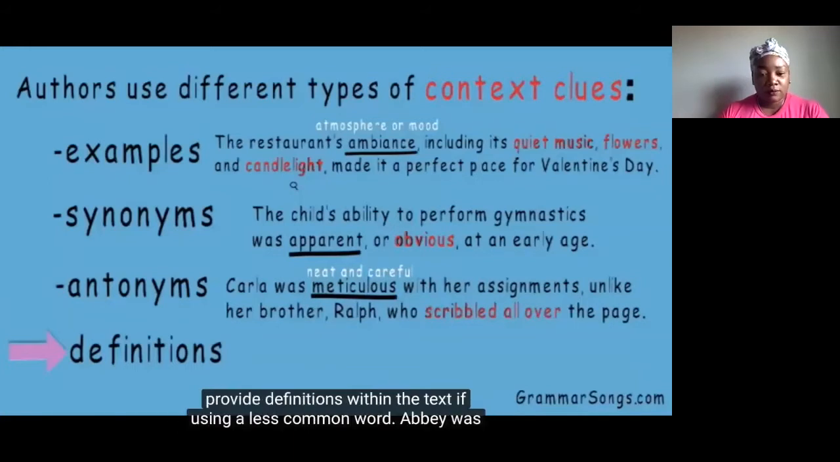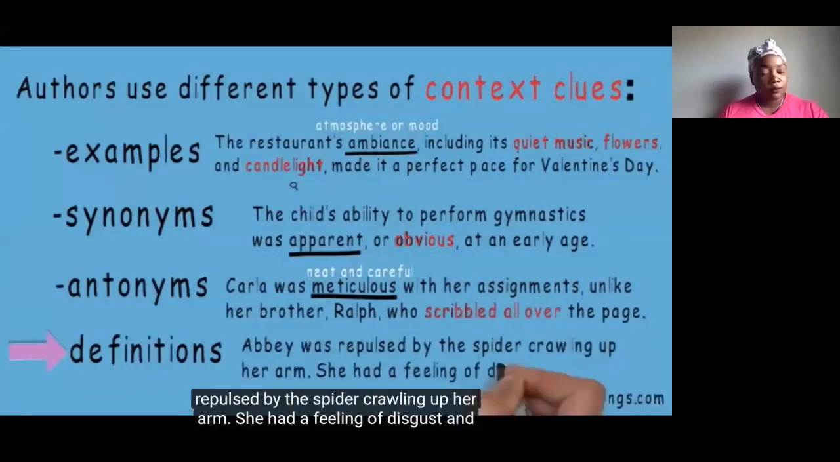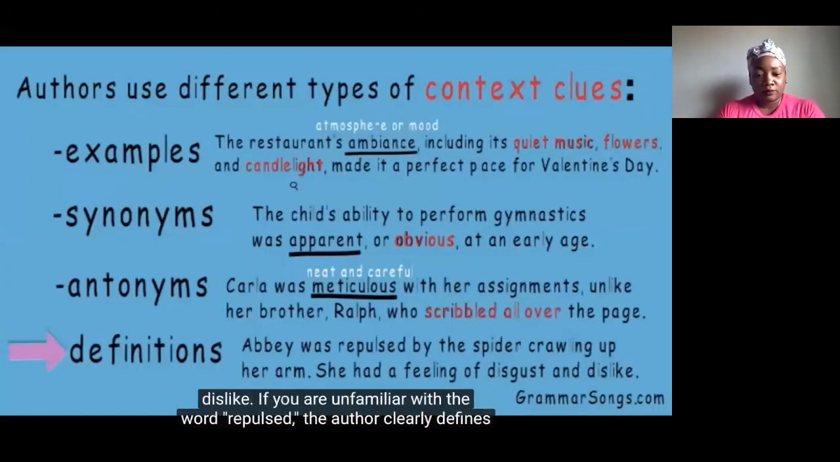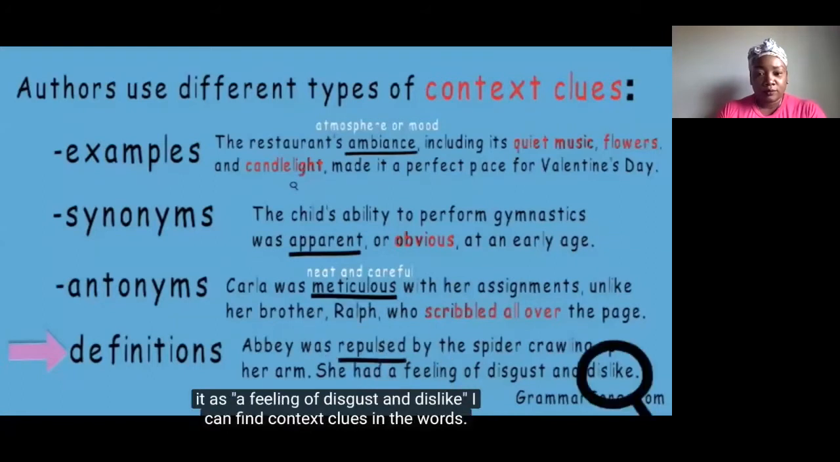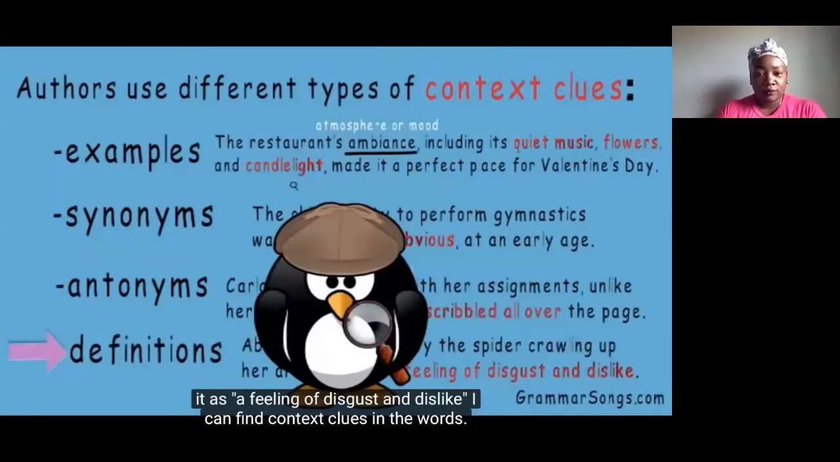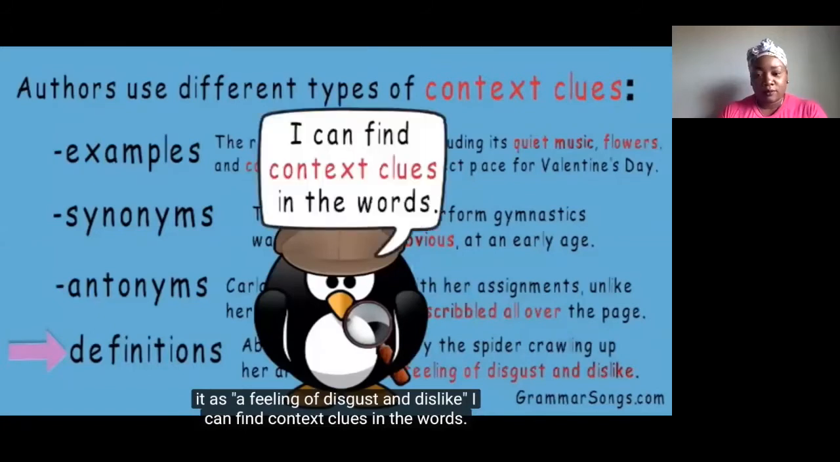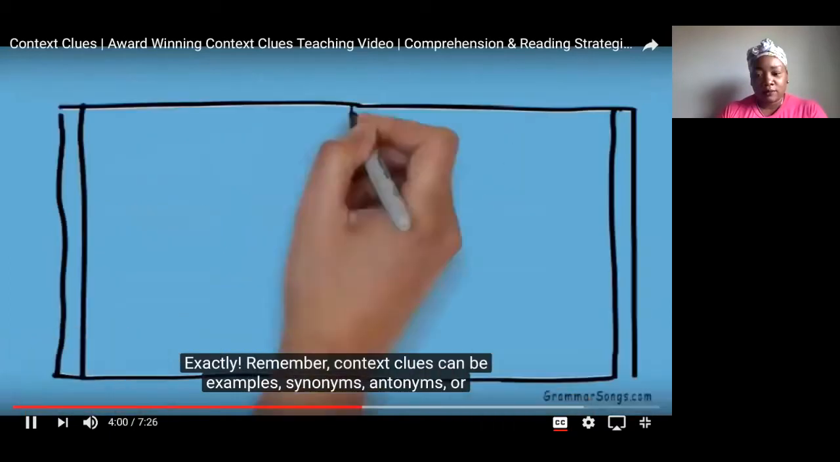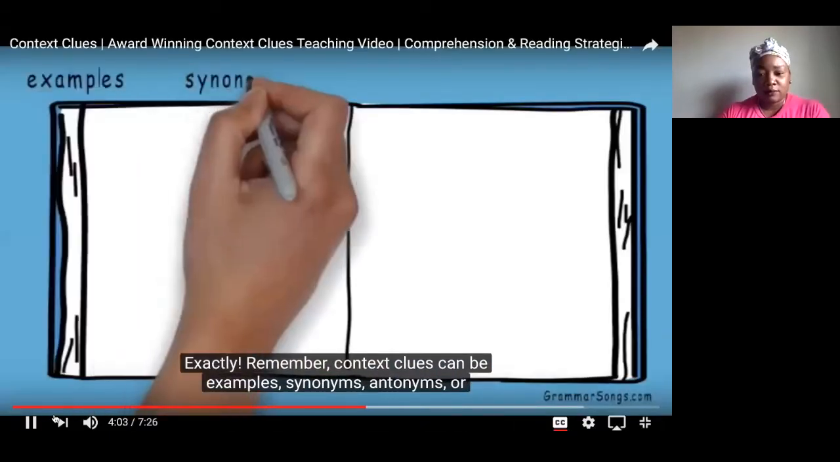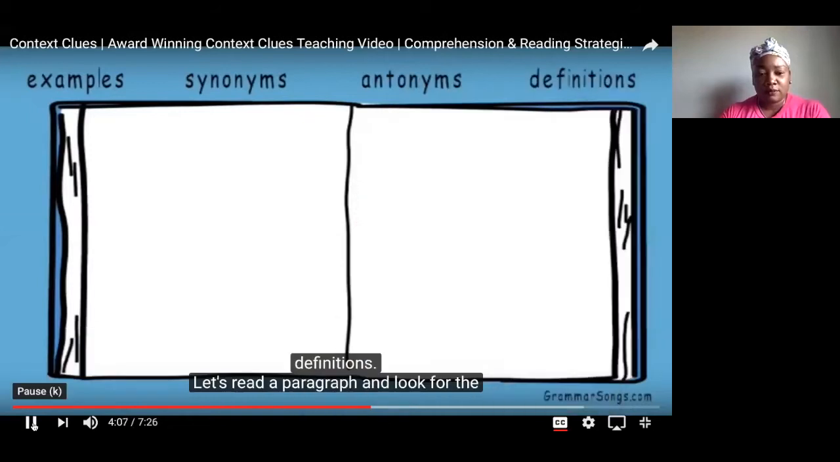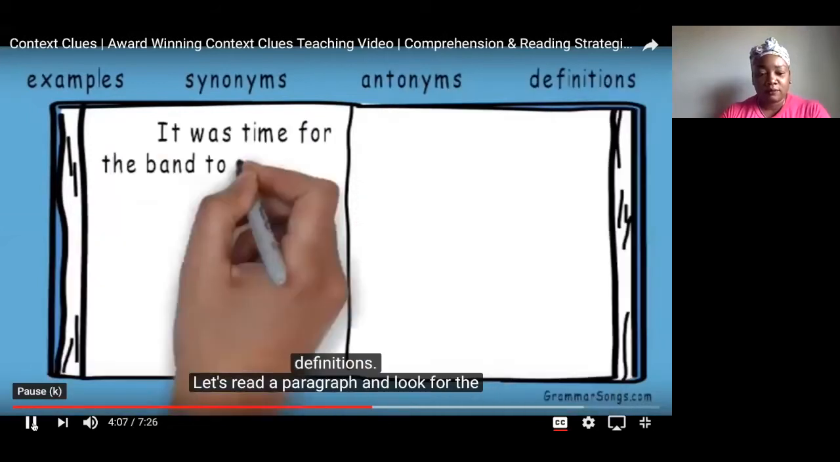Sometimes authors actually provide definitions within the text if using a less common word. Abby was repulsed by the spider crawling up her arm. She had a feeling of disgust and dislike. If you are unfamiliar with the word repulsed, the author clearly defines it as a feeling of disgust and dislike. I can find context clues in the words. Exactly. Remember, context clues can be examples, synonyms, antonyms, or definitions.